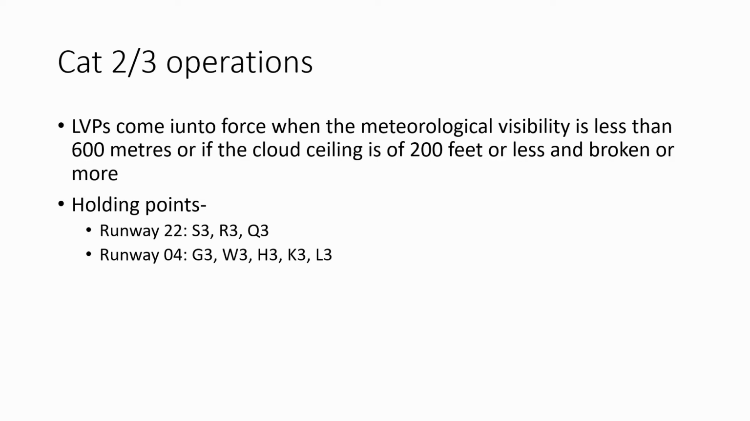Okay, in the event of the aerodrome going into LVPs, which I have had before at Stansted, you have to use Cat 3 holding points. For runway 22, it's Sierra 3, Romeo 3, and Quebec 3. And for runway 04, it's Golf 3, Whiskey 3, Hotel 3, Kilo 3, and Lima 3.